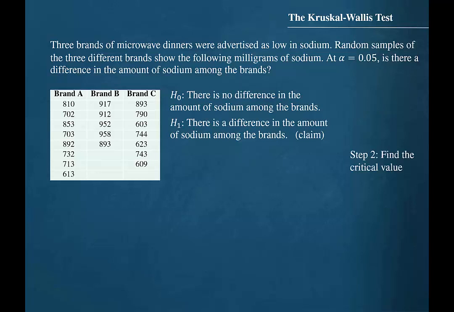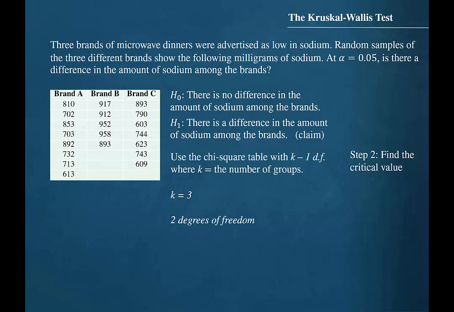Step 2 is to find the critical value. The chi-square table will be used to find the critical value. There will be k minus 1 degrees of freedom, where k is equal to the number of groups. There are 3 groups, so there are 2 degrees of freedom. The chi-square critical value for alpha equal to 0.05 and 2 degrees of freedom is 5.991.